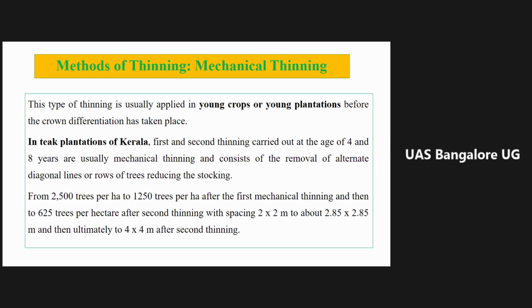And here from 2500 trees per hectare to 1250 trees per hectare after first mechanical thinning, and then to 625 trees per hectare after second thinning, with the spacing of 2 into 2 meter to about 2.85 into 2.85 meter, and then ultimately to 4 into 4 meter after second thinning. Mainly the advantage of mechanical thinning is just to provide the spacing for the growth of the trees. Mechanical thinning is also called space thinning or row thinning.